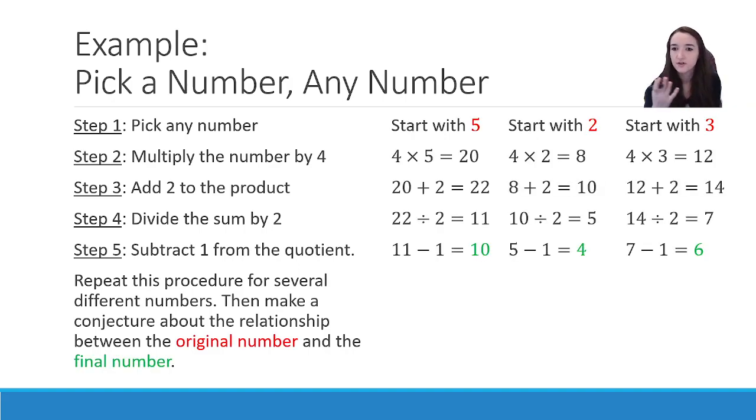So here I have 3 examples. If I start with 5, and multiply 5 by 4, I get 20. I add 2, I get 22. I divide by 2, I get 11. I subtract 1, I get 10.